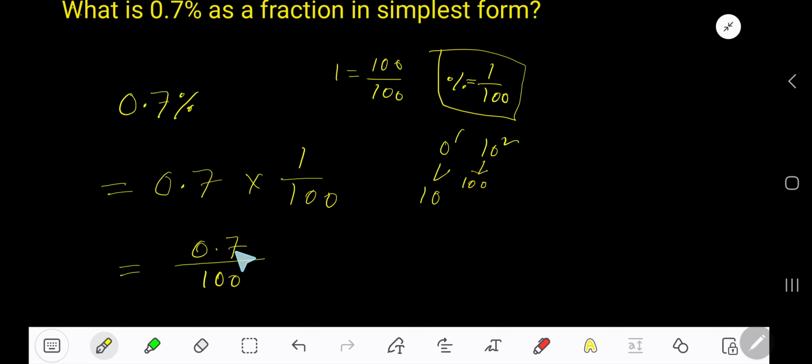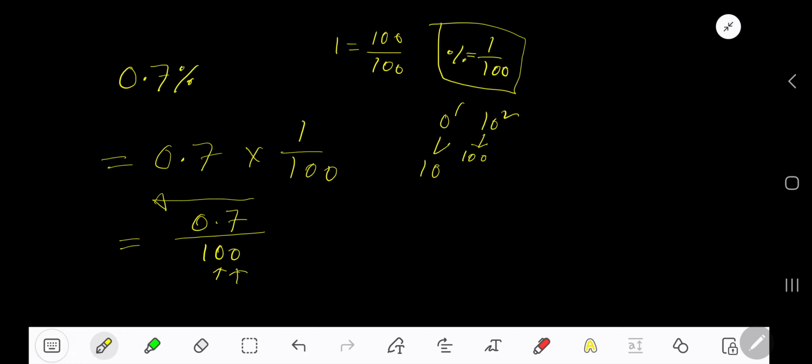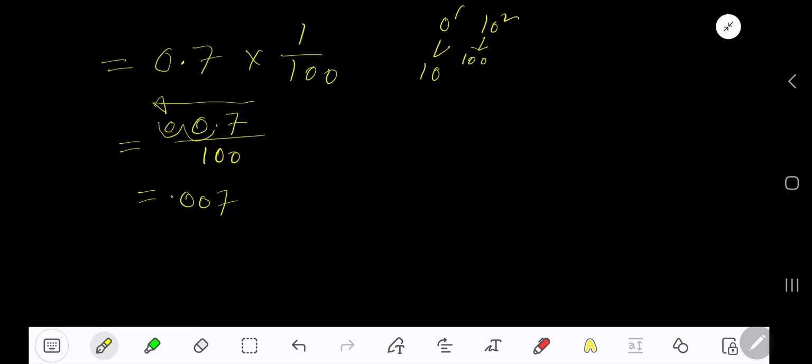If you want to divide this decimal by a power of 10, just count the number of zeros and move the decimal right to left equal to that number of zeros. The number of zeros is 2, so the decimal point will move 2 places. 1 place, 2 places, placeholder 0. So the decimal is 0.007. This is the fraction. You can add one more 0 to mean that this is less than 1.